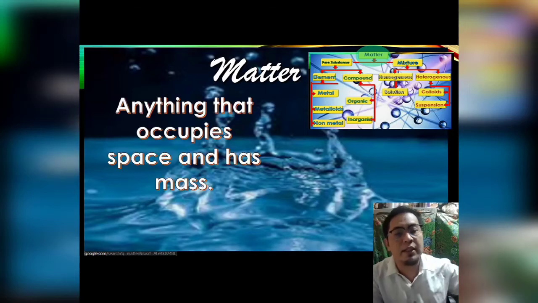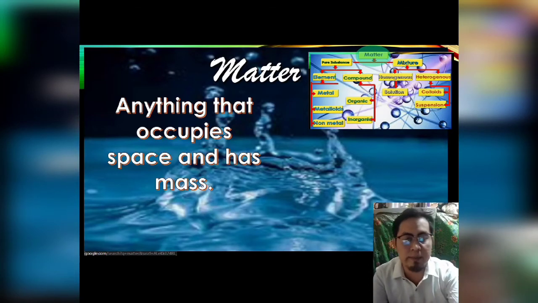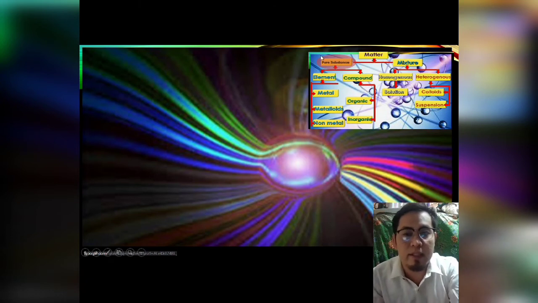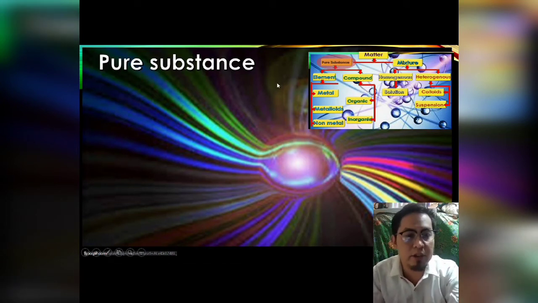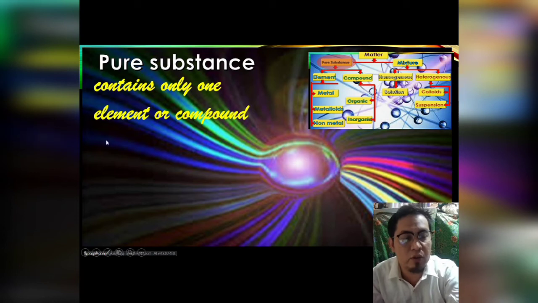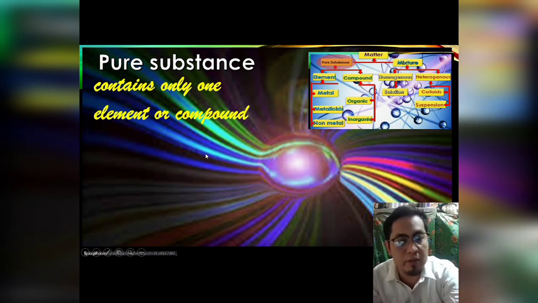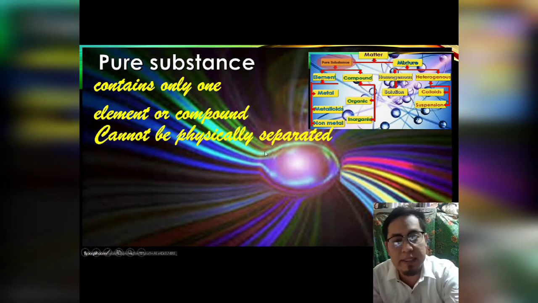We define matter as anything that occupies space and has mass. Now, matter is divided into two. Let us look at first the pure substance. Pure substance contains only one element or compound, and it cannot be physically separated.